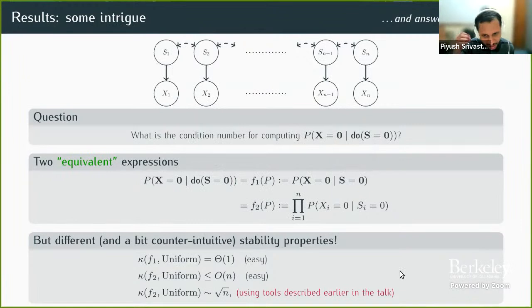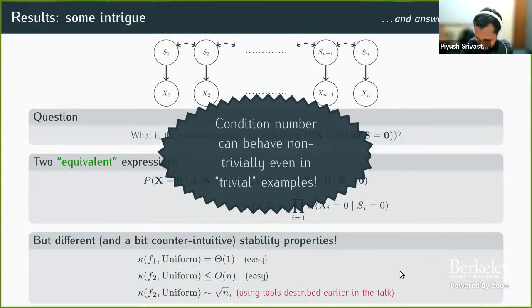And the other thing I want to highlight is that there are these two equivalent expressions, which are easily seen to be equivalent in this case, for the ID expression. And they have very different condition numbers. One is a constant, the other one is growing with n. So even in a trivial model like this, the condition number behaves in a somewhat non-intuitive way. So any questions about this?